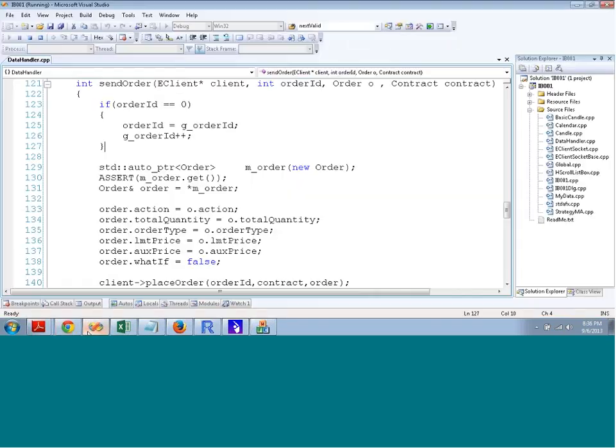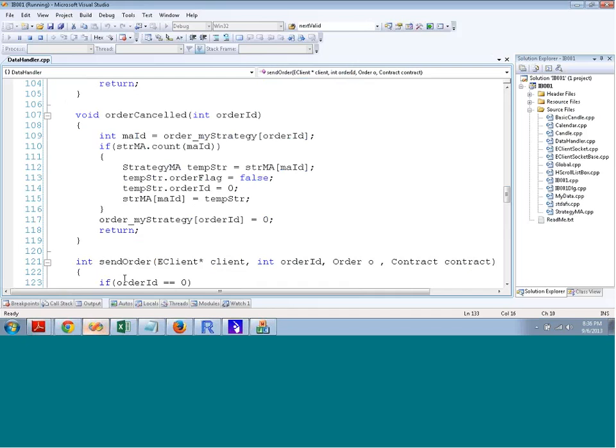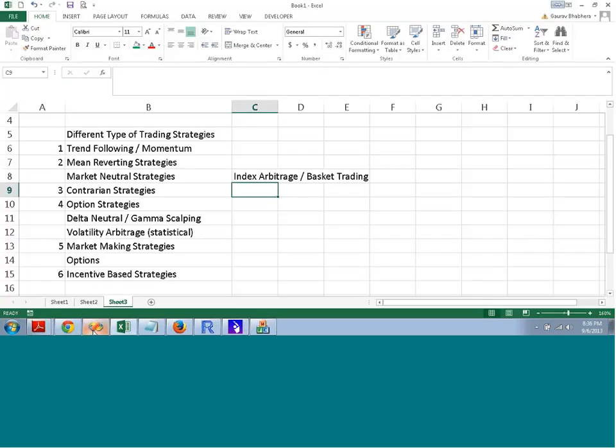So this was the API. I think that's what I showed, right? This was the API of Interactive Brokers. So API is nothing but a piece of code.